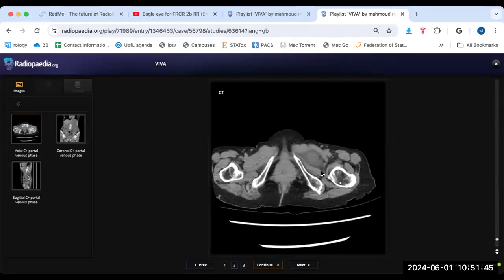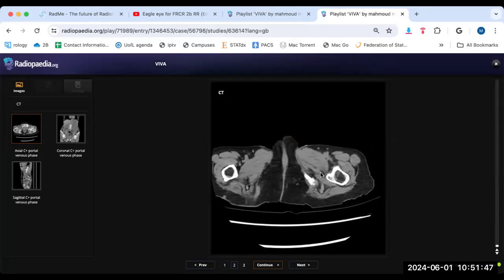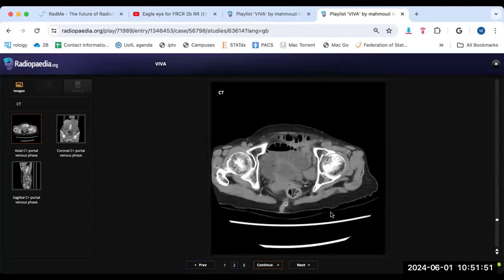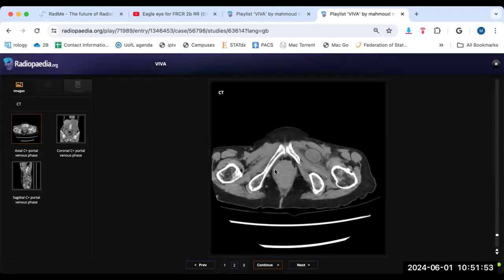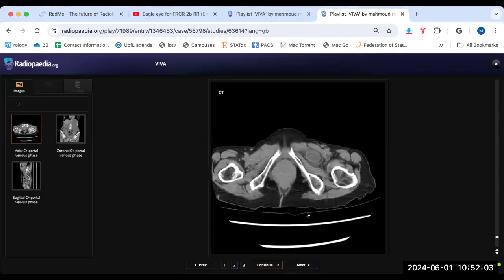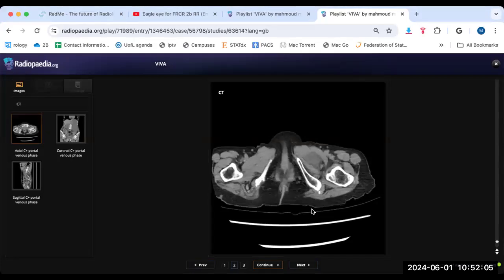So this is a strangulated obturator hernia causing a small bowel obstruction. Anything else you want to comment on? Yeah, I'll look at the lung window to see if there is perforation, and I would urgently refer this patient to the surgeon on call for proper assessment. Anything else you want to comment on?